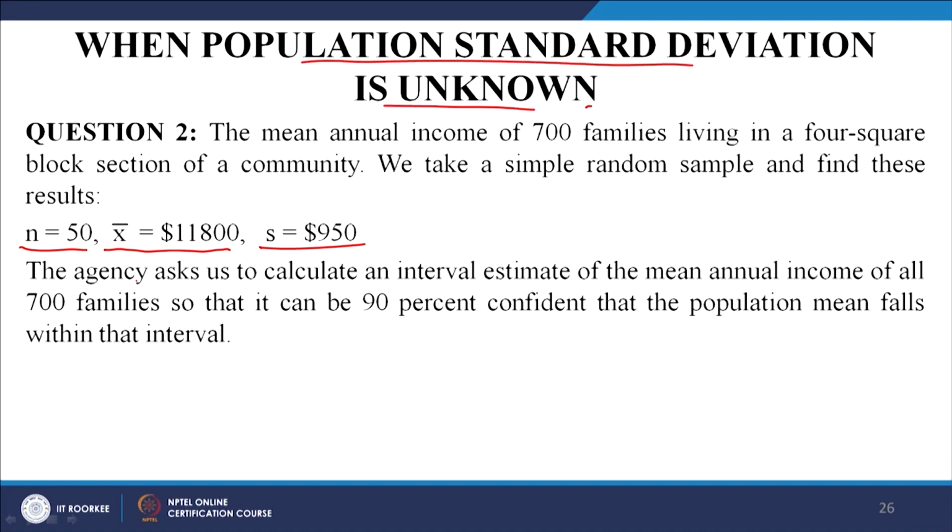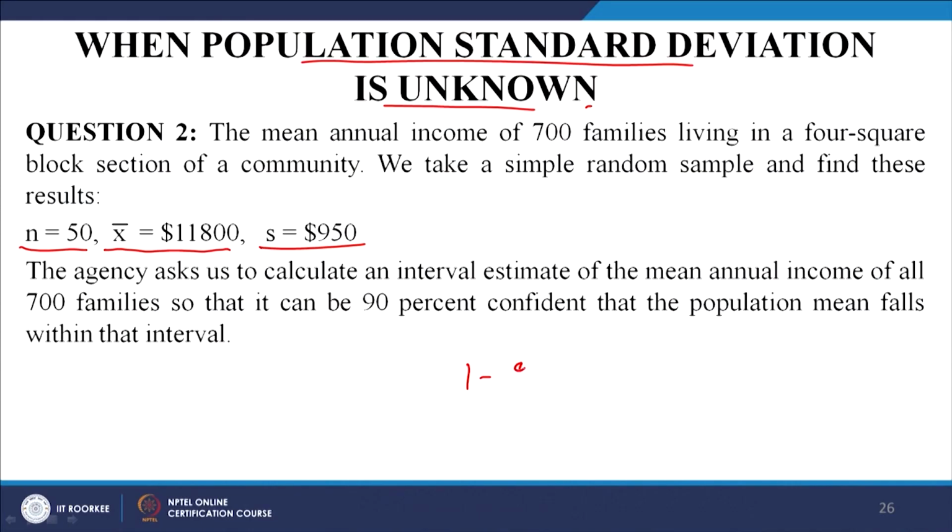The agency is asking us to calculate an interval estimate of the mean annual income of all 700 families, so that it can be 90% confidence. So, what is the level of significance? The level of significance is 1 minus 90, so that is equal to 10%. Confident that the population mean falls within that interval. So, if I can know whether my population mean falls within that interval of upper limit and lower limit or not, that is what I need to check. Now, how do we go?